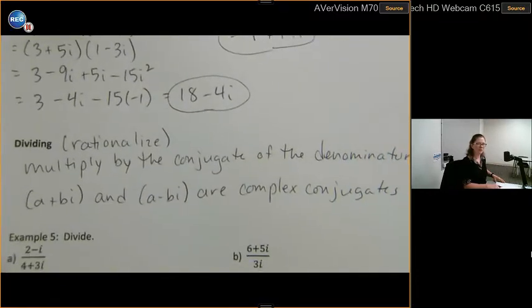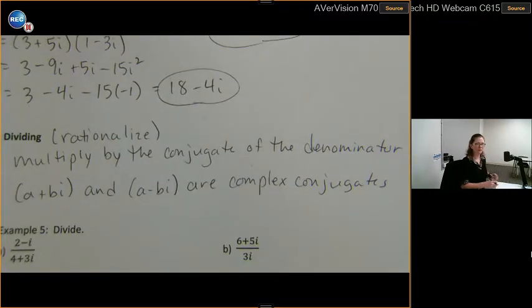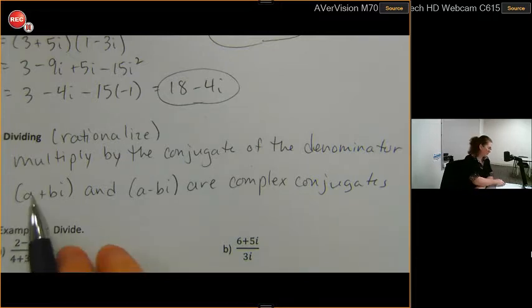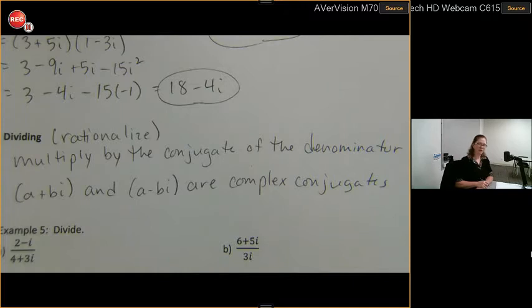Dividing is also called rationalizing, and it's a lot like when we rationalized on square roots. You're going to use the conjugate of the denominator. The conjugate is the same expression with the opposite sign. So an example, a plus bi and a minus bi. And not only is it a conjugate, it's a complex conjugate, meaning that it's involving complex numbers, or the imaginary unit.